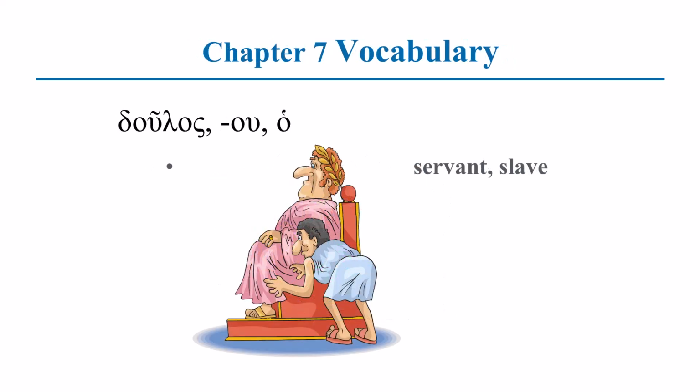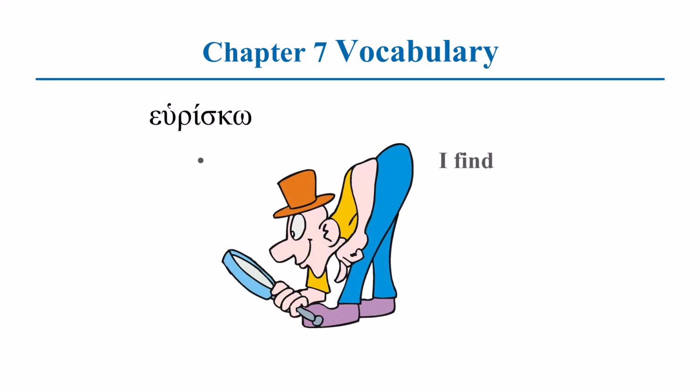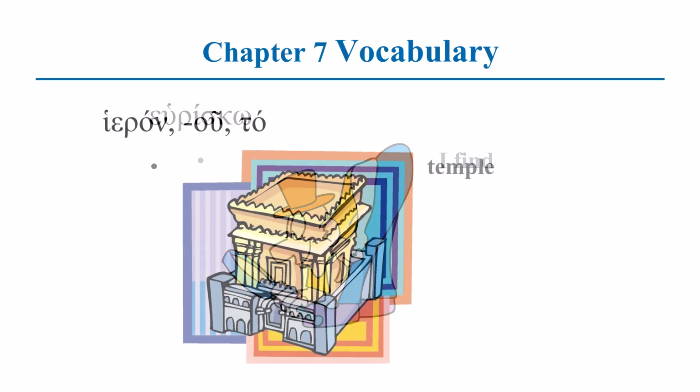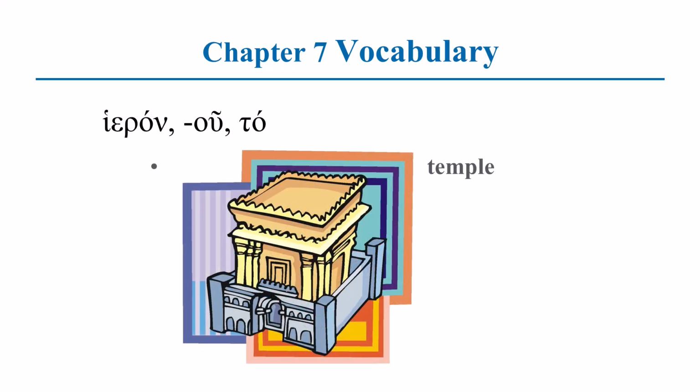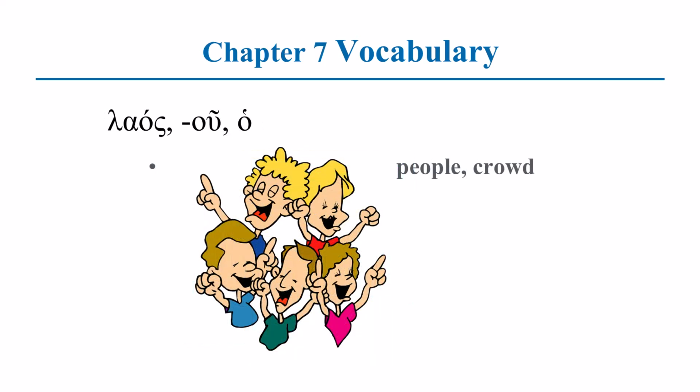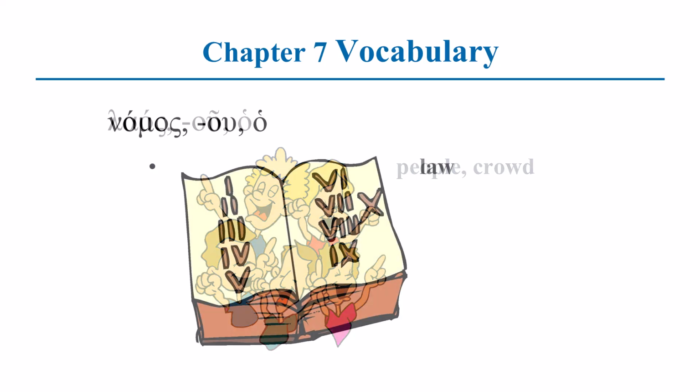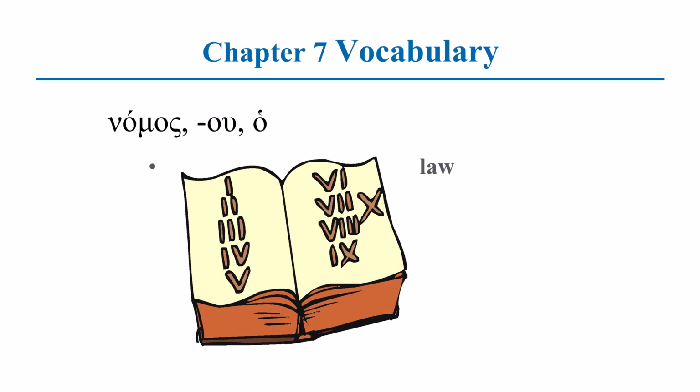The next word is doulos. Doulos means slave. Next word is heuriskō. Heuriskō means I find. The next word is hieron. Hieron means temple. Next word is laos, and laos means people or a crowd. Next word is nomos, and nomos means law. And this is what the word Deuteronomy comes from.